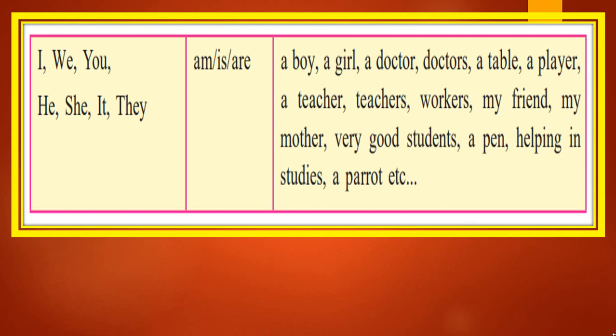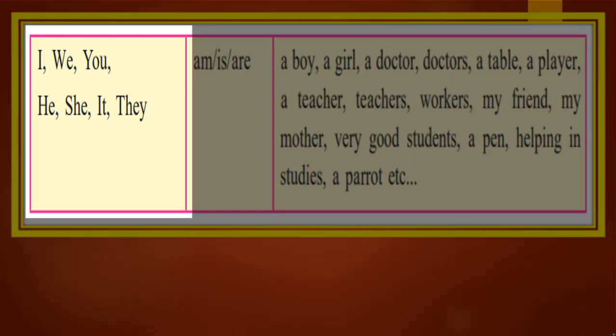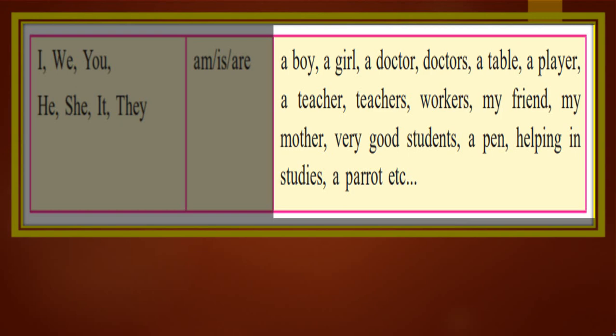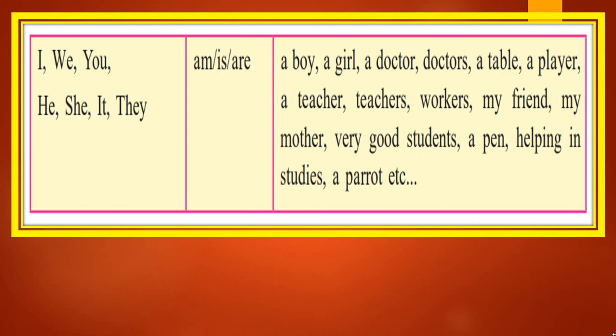See, here is given one table. Observe this table carefully. Here are given the pronouns I, we, you, he, she, it, they. In the middle column, here are given some auxiliaries: am, is, are. And here are given some words or groups of words: a boy, a girl, a doctor, doctors, a table, a player, a teacher, teachers, workers, my friend, my mother, very good students, a pen, helping in studies, a parrot, etc.